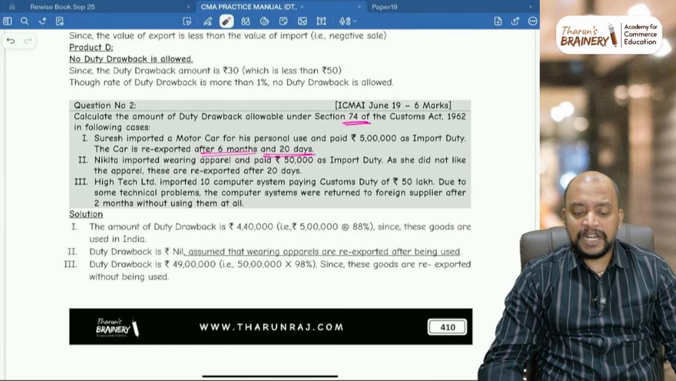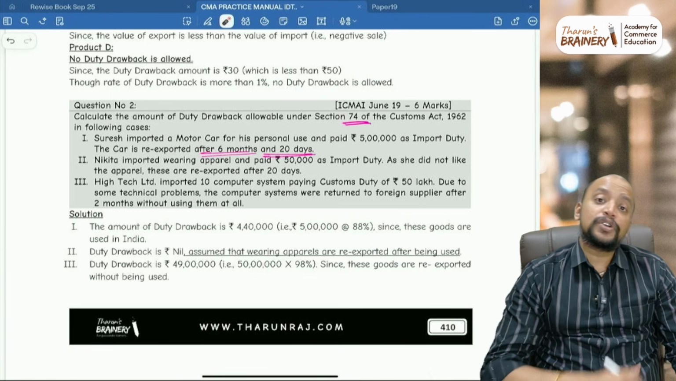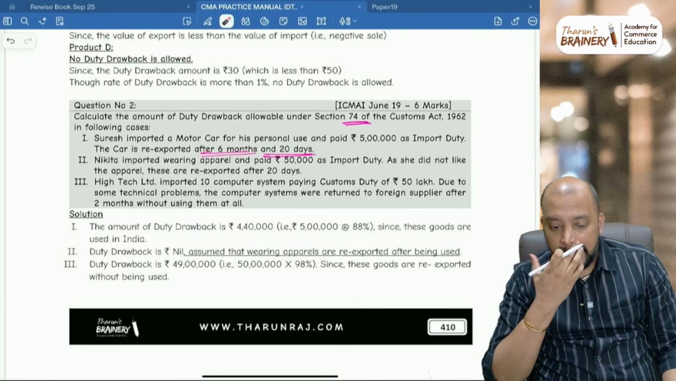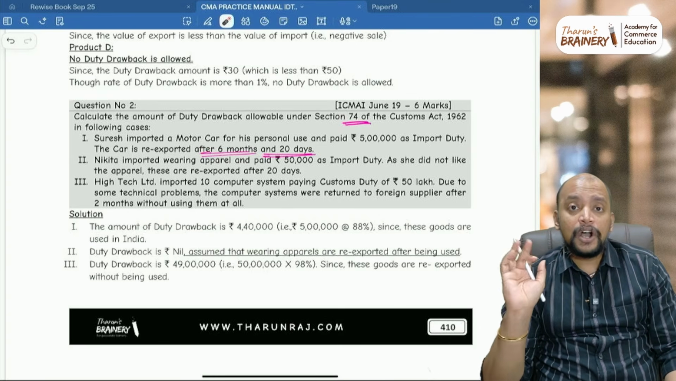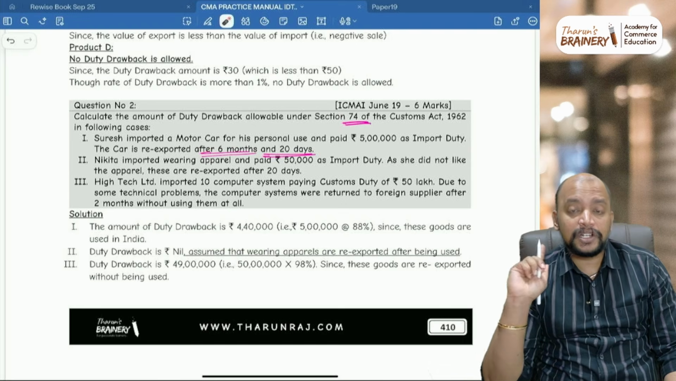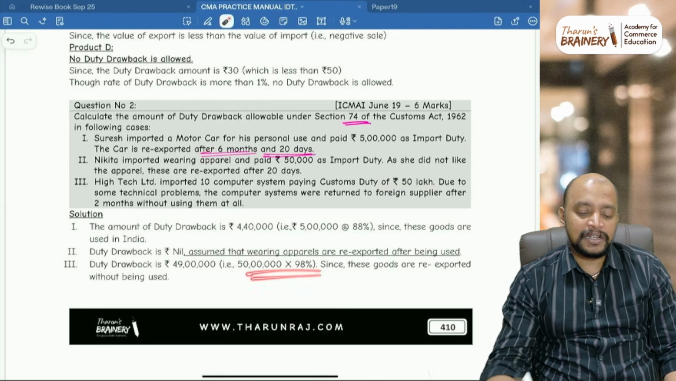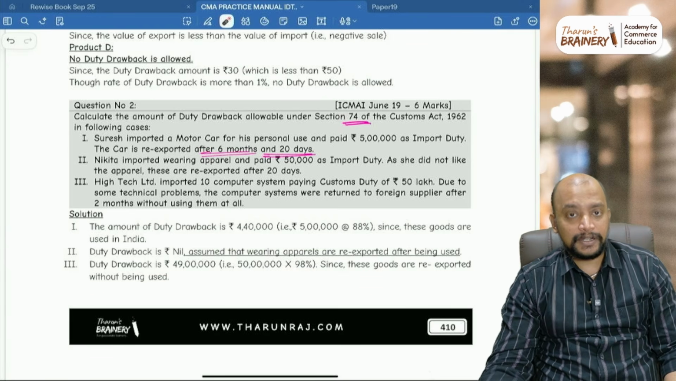Third, High-Tech Limited imported 10 computer systems paying customs duty of 50 lakh. Due to some technical problems, the computer systems were returned to the foreign supplier after 2 months without using them at all. Imported goods exported after use or without use? Without use. How much duty drawback? 98% of customs duty paid. So total customs duty 50 lakhs, 50 lakhs into 98%. Since these goods are re-exported without use, we will get this amount as duty drawback.